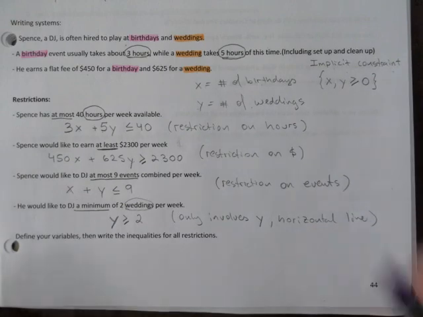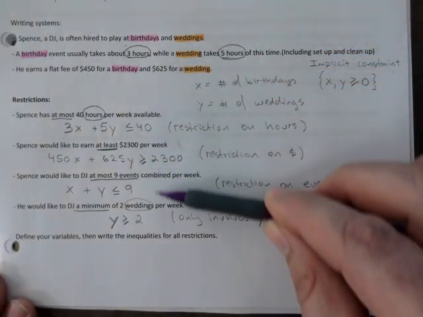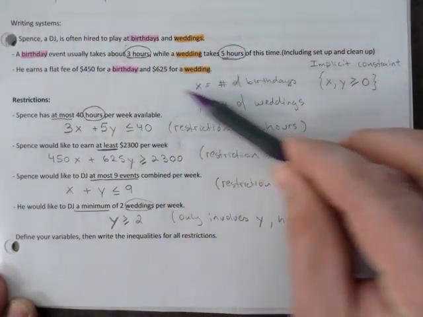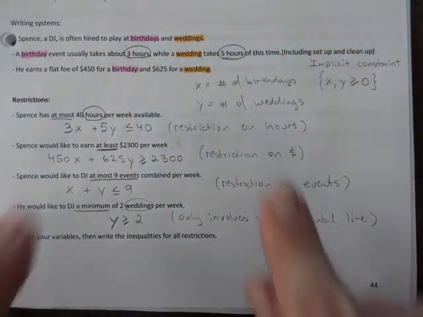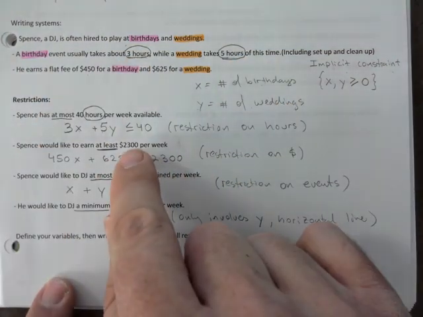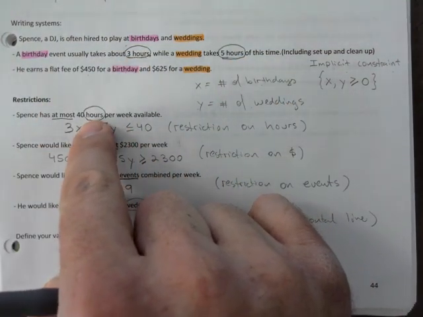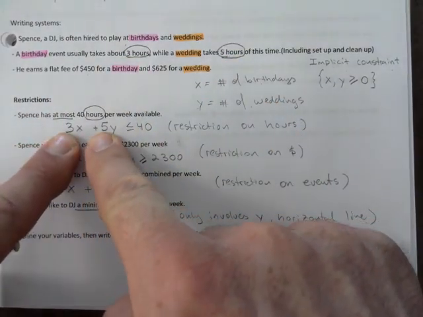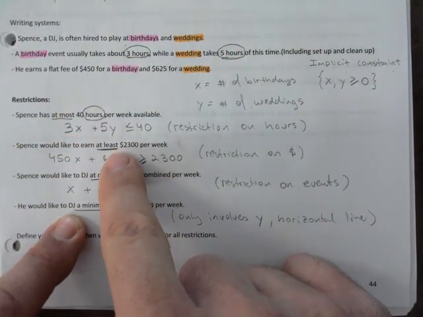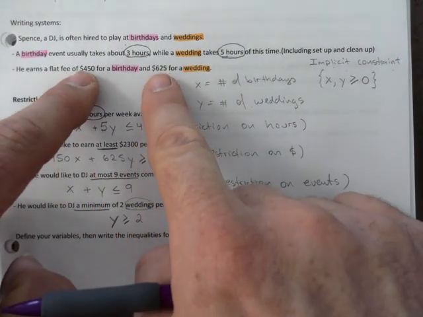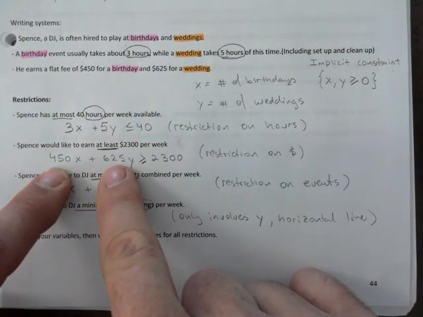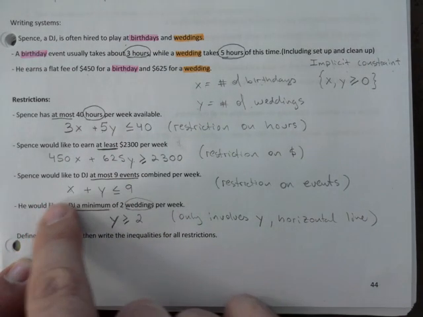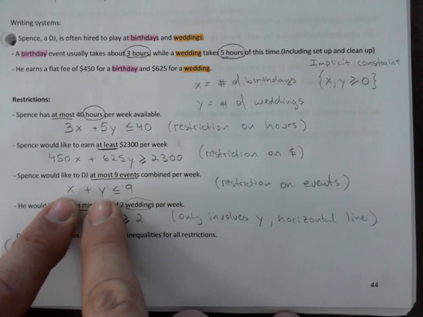Anyway, this is what you want to get used to, something like this, where you get a scenario and you have to take out the hours. This one talked about hours, so those coefficients are going to be in front of my variables. This one talked about money, so I'm going to see if there's any money attached to those variables, and sure enough, it was there. This one is just the events themselves, so there was only X plus Y.